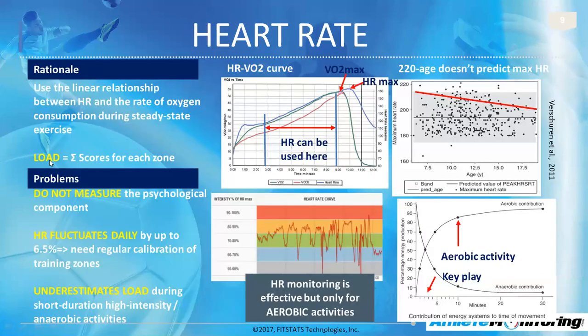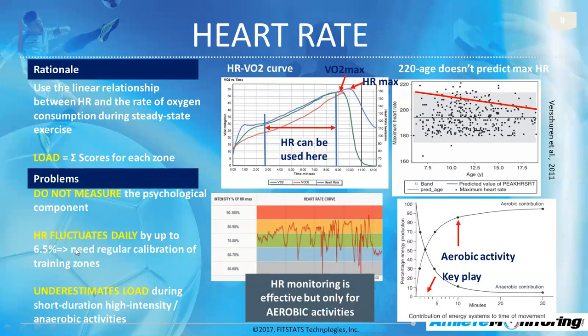The calculation of load is made using the sum of scores for each individual training zone. With heart rate monitoring, you divide the intensity into different zones: between 50-60% of maximum heart rate, 60-70, and so on. Then you sum the time spent in each zone, and you calculate that, and that creates a load. So that's the way to calculate load with heart rate. Problems: it doesn't measure the psychological components. Of course, you just measure the heart rate.